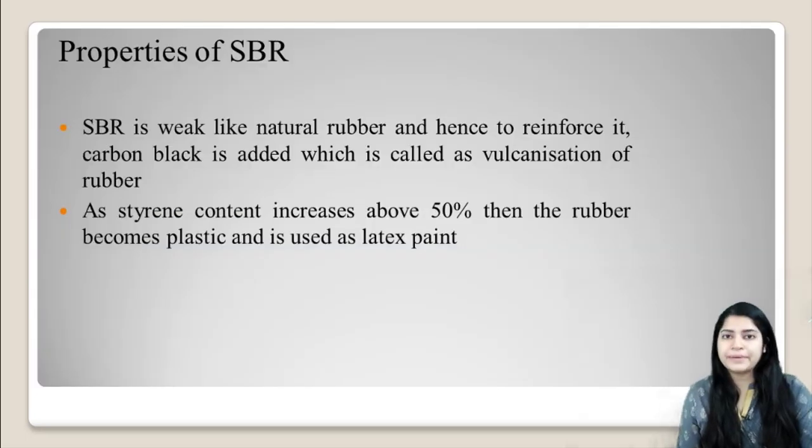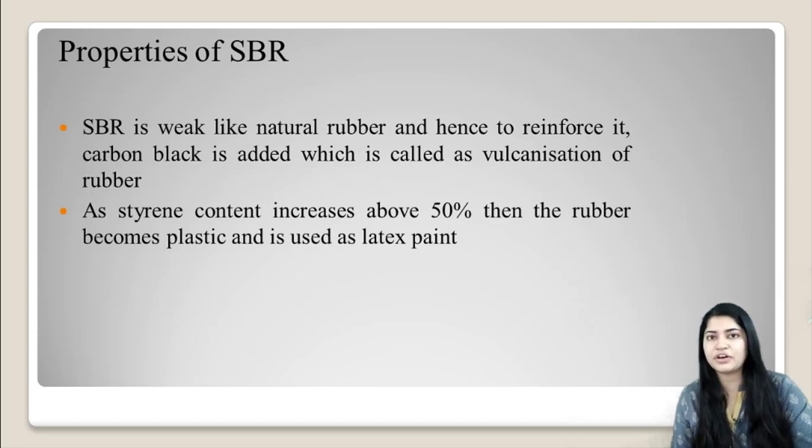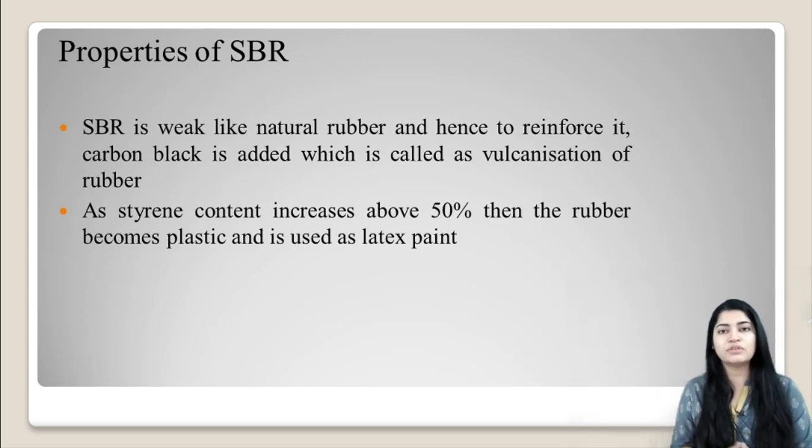What are the properties of SBR? First of all, SBR is weak, like natural rubber. It is weak in nature, hence to reinforce it you add carbon black. That process is called vulcanization of your rubber. Sometimes sulfur is also added. So carbon black, sulfur, depends on the requirement of your rubber. Based on that, you add certain additives.